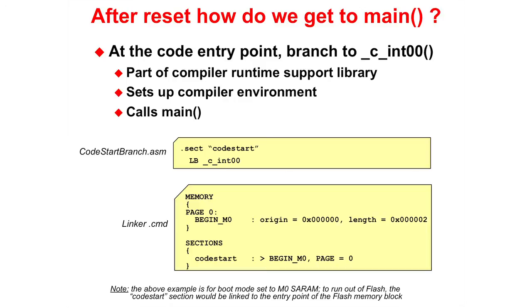After reset, how do we get to main? When the bootloader process is completed, a branch to the compiler runtime support library is located at the code entry point. This branch to _c_int00 is executed. Then the compiler environment is set up, and finally, main is called.